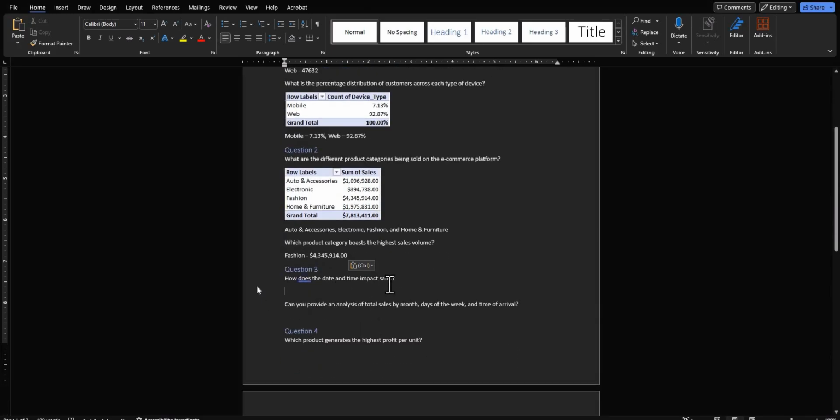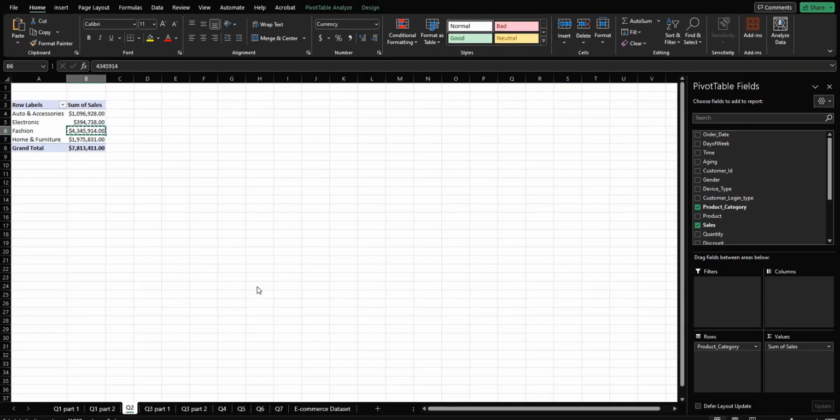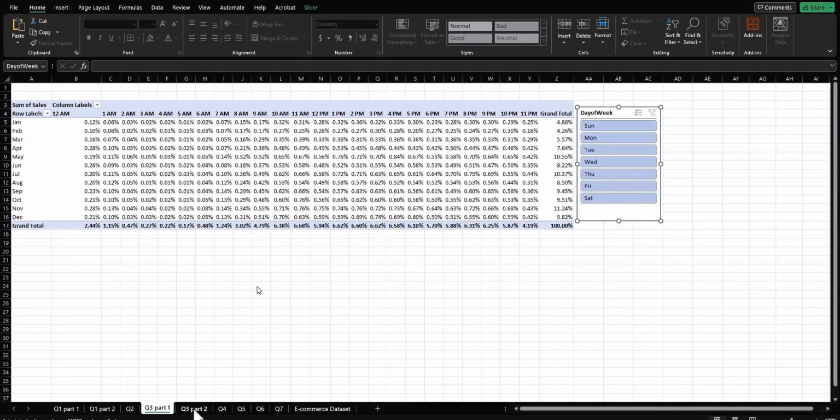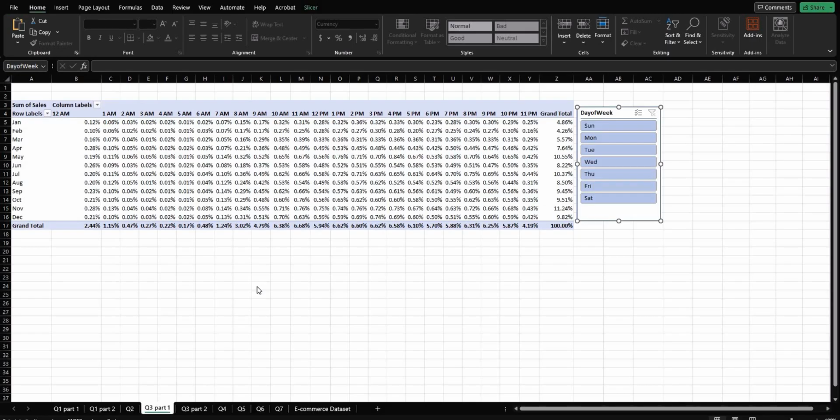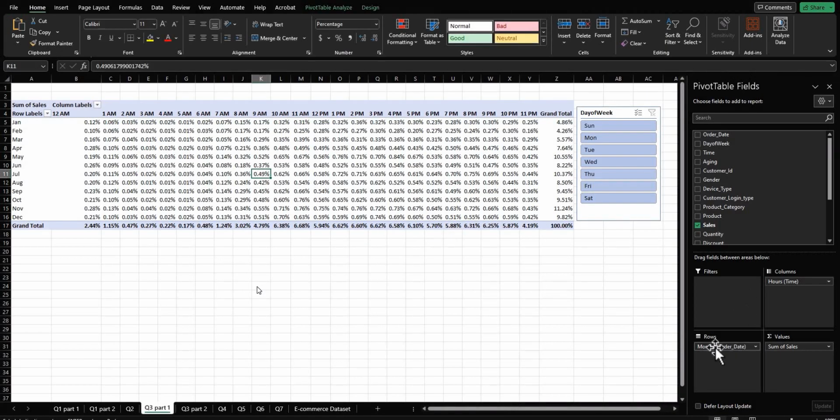Question 3, how does the date and time impact sales? This is our first complex question. I've split this question into 2 parts here. You'll see why. So part 1 is, has date and time impacted sales? And 2, can you provide an analysis of total sales by month, days of week, and time of arrival? The answer is yes. So what I've done here, let me click in here and show you.